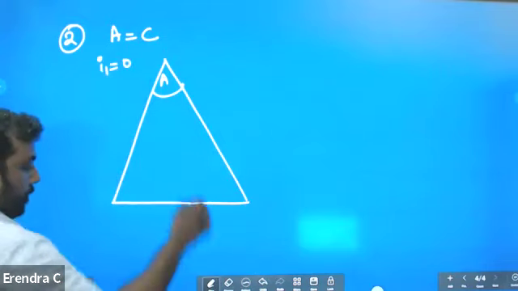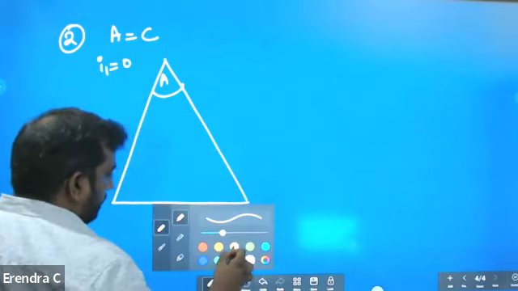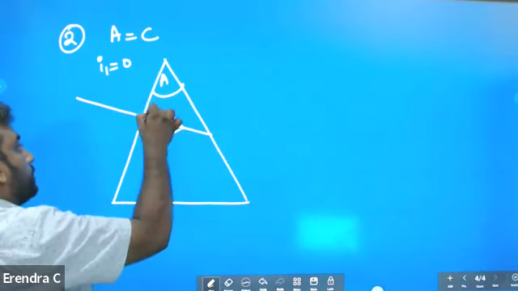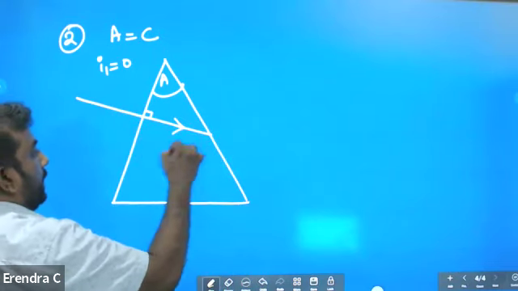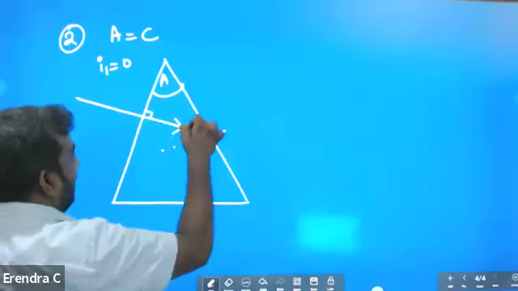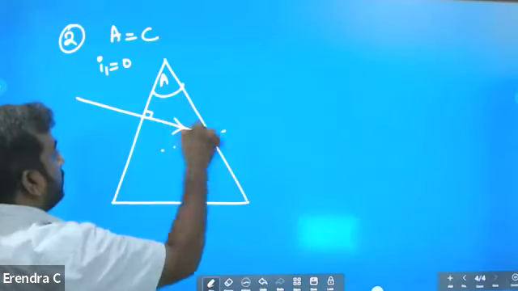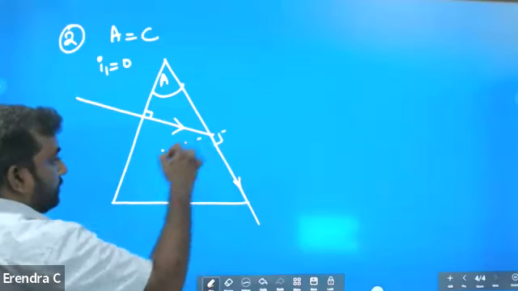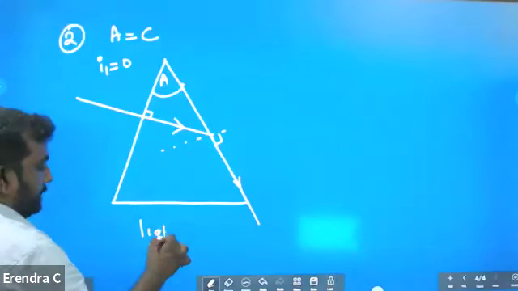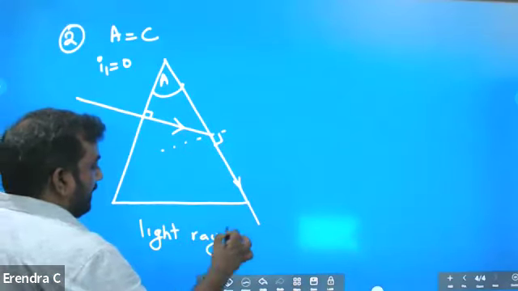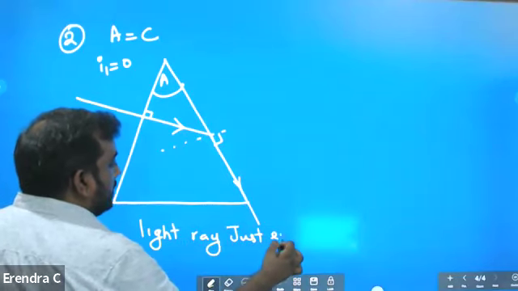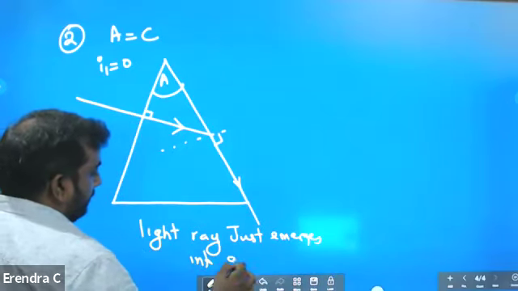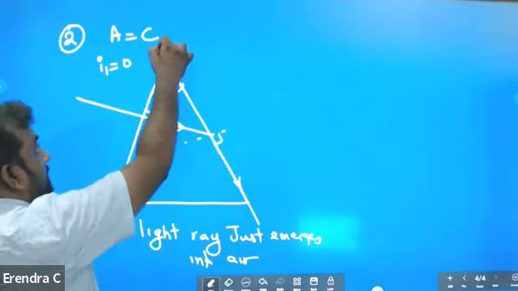I1 equals 0, I1 equals 90. Look carefully. I1 equals 0. Here, if you draw the normal, A is also equal to C. Light rays will travel on the boundary. The light ray just emerges into air. On the boundary means it just emerges.